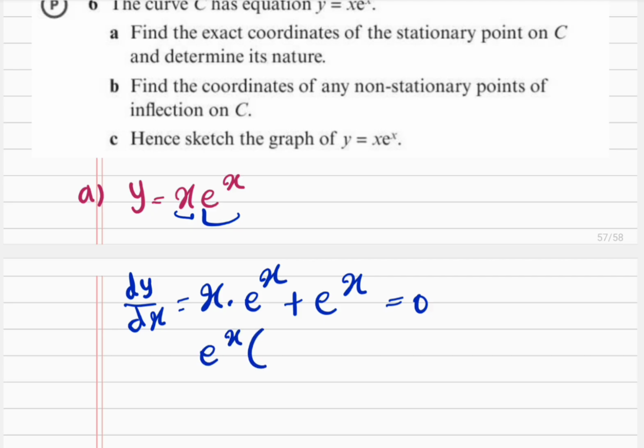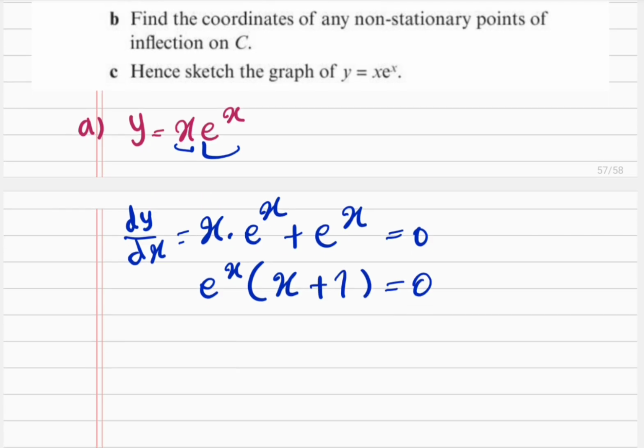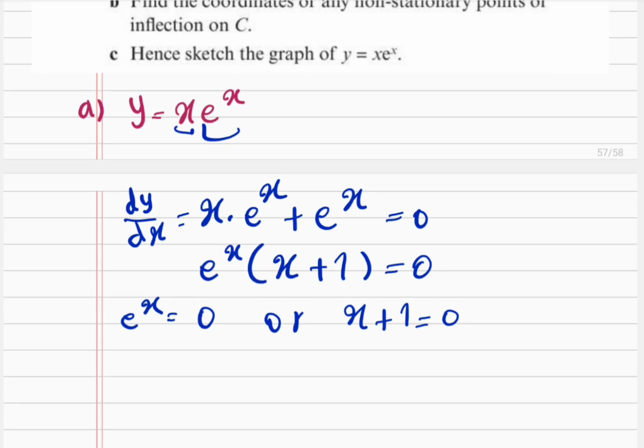So we can take a factor of e to the x. So we are going to have e to the x times (x plus 1) is equal to 0. Now we need to solve this equation. Either e to the x is equal to 0 or x plus 1 is equal to 0 for this equation to hold. But for the first part, e to the x can't be 0 because e to the x will never be 0. So this one doesn't have any solutions, whereas x plus 1 is equal to 0 indeed has a solution. So the solution is minus 1. Now minus 1 is the x coordinate of the stationary point.